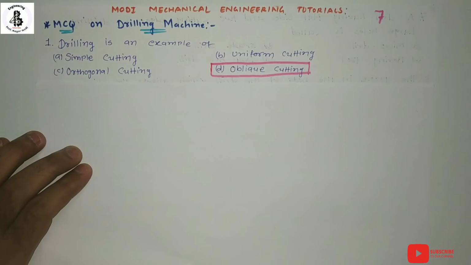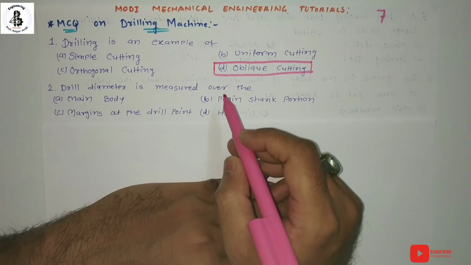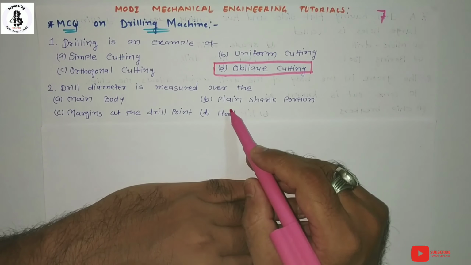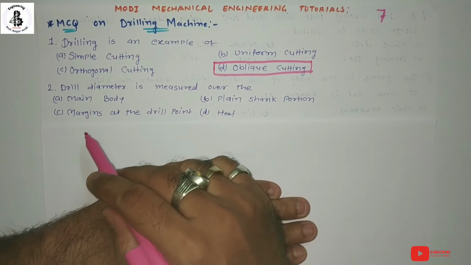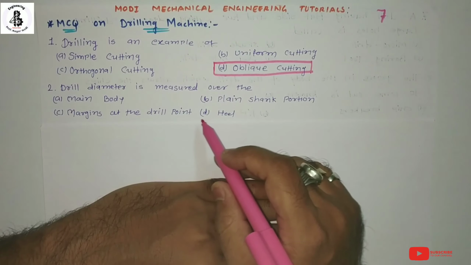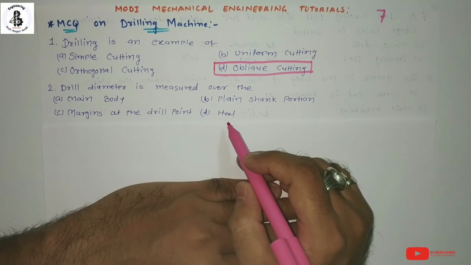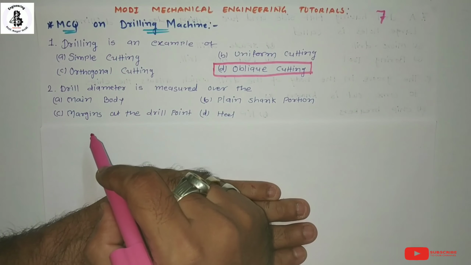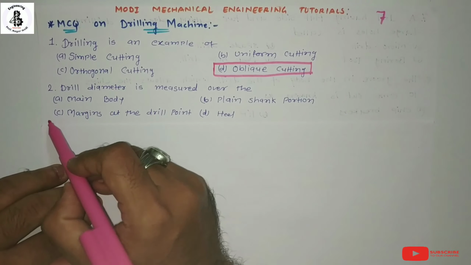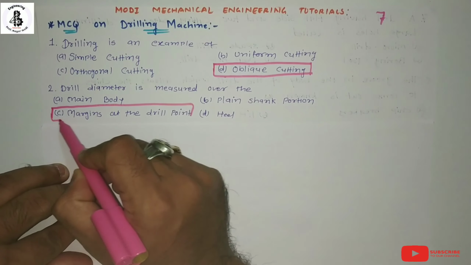Now second question. Drill diameter is measured over the option A main body, option B plain shank portion, option C margins at the drill point, and option D heel. So basically drill diameter is measured over the margins at the drill point. So according to this, option C is the right answer.